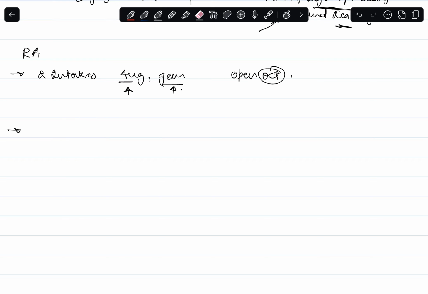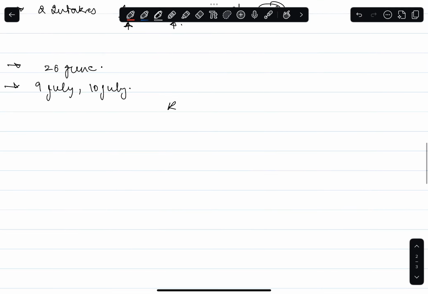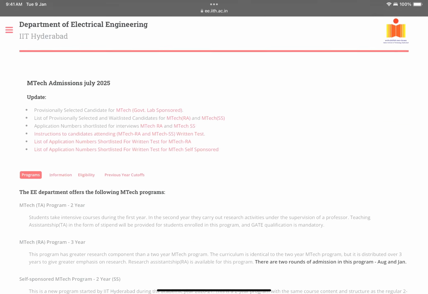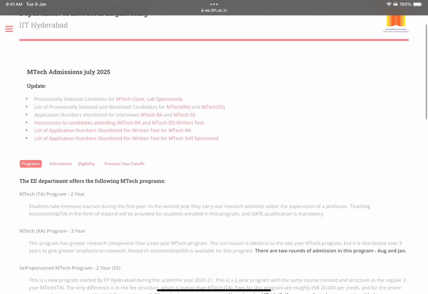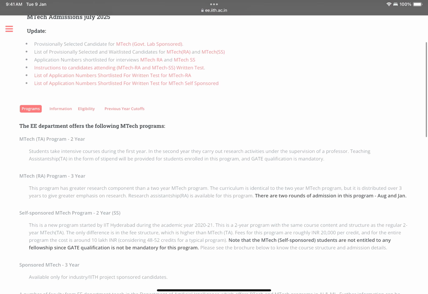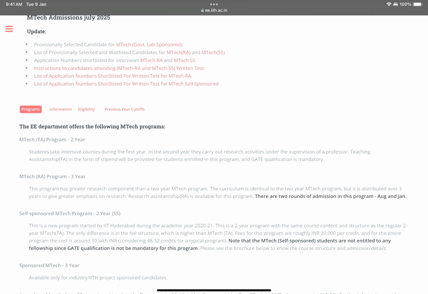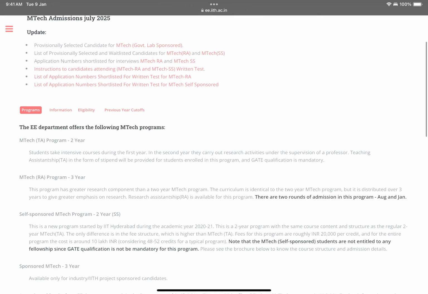And my interview was scheduled for 9 July to 10 July. Okay, 9 July to 10 July. So here for the RA, how this works is first you need to be shortlisted on the basis of GATE score. You will be shortlisted based on the GATE score, and I will be sharing the IIT Hyderabad Department of Electrical Engineering coursework page, where I can show you the MTech TA, MTech RA, and self-sponsored.